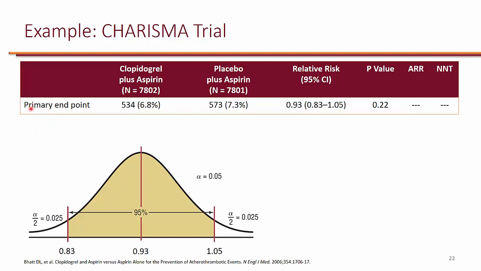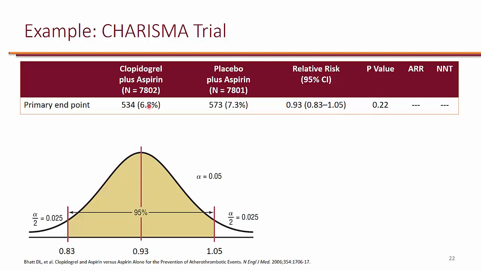So the primary endpoint in this study was actually a composite of myocardial infarction, stroke, or death from cardiovascular causes. And you can see that the rate of this endpoint was 6.8% in the intervention group and 7.3% in the placebo group. And they actually calculated a relative risk of 0.93. And they give you a 95% confidence interval that goes from 0.83 to 1.05. And they give you a p-value of 0.22.